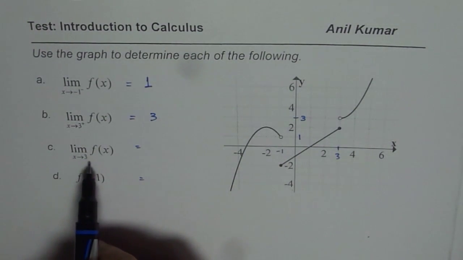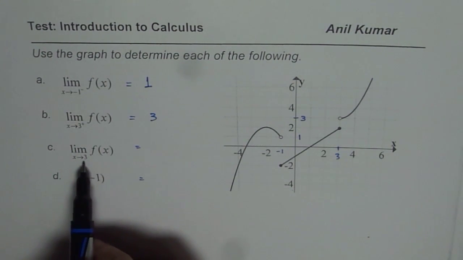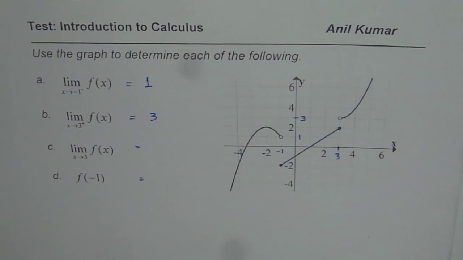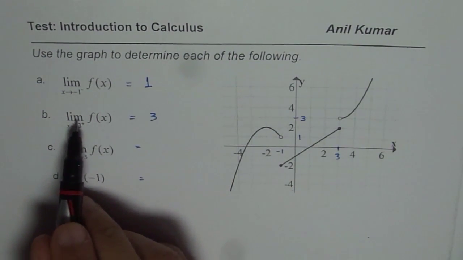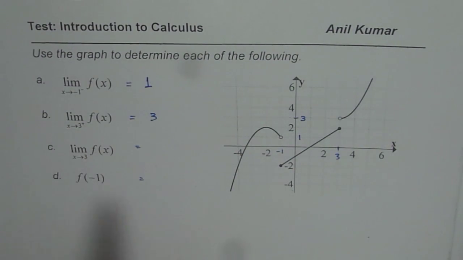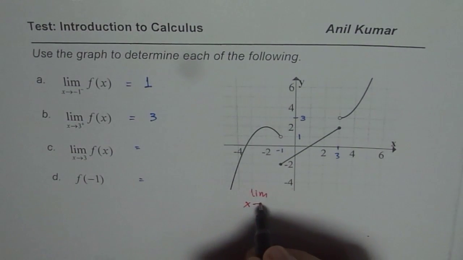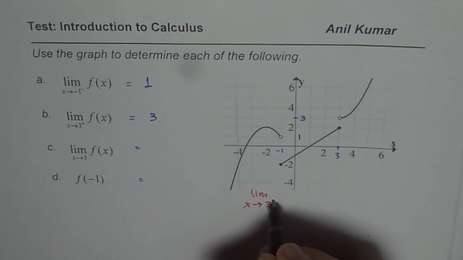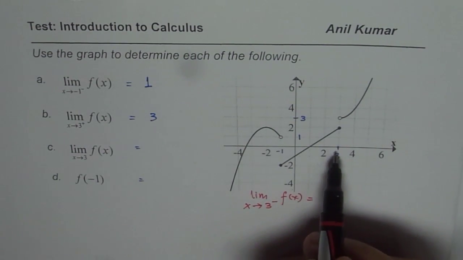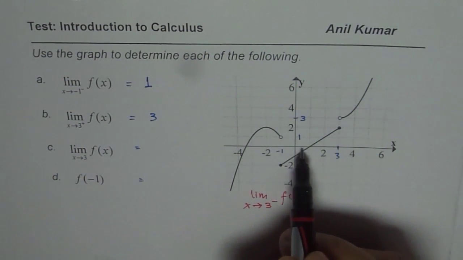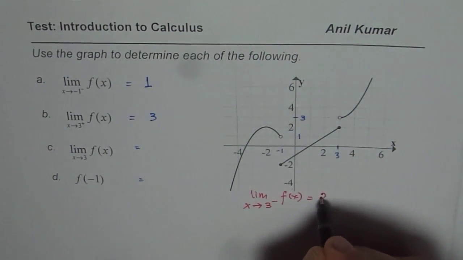Now part C is the limit of the function when x is approaching 3. Now in such cases, you have to see both the left side and right side. We already have the limit from the right side, so we need to calculate the limit from the left side. So let's calculate the limit as you approach 3 from the left side. Okay, so what is that equal to? You are approaching 3 from the left side. That means you're following this path. If you follow this path, you will reach 2. So this limit is 2.